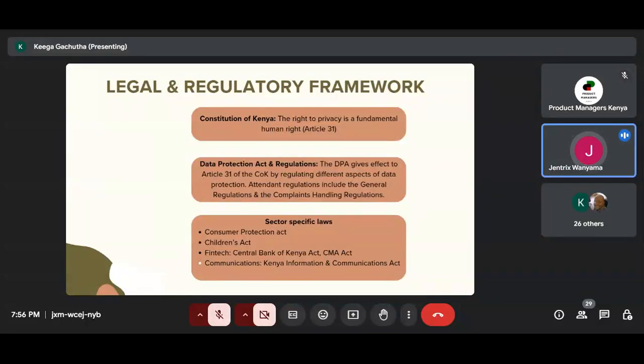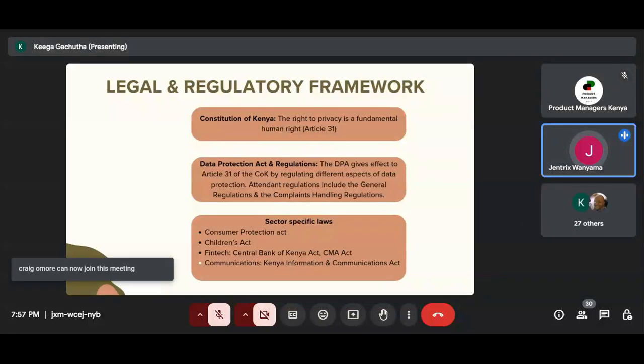So for example, if you work in edtech or anything to do with children, you also need to be aware of the Children's Act, which has specific laws or regulations that govern children. Or if you are in fintech, then there are acts like the Central Bank of Kenya Act or the CMA Act and a host of regulations that also cover you. And anyone working in tech, you also need to be aware of the Kenya Information and Communications Act, which covers most of the communications, especially digital communications.